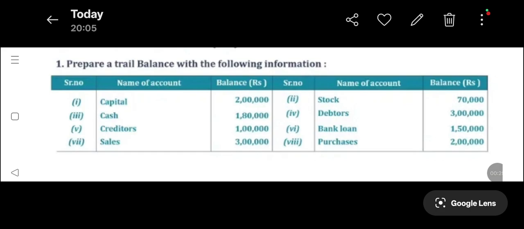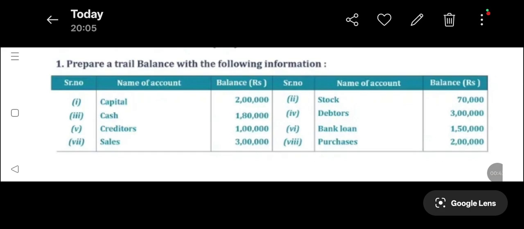Now here, one by one, I will discuss only which item is of debit nature and which item is of credit nature. The item which will be of credit nature will be on the credit side of the trial balance, and the item which is of the debit nature will be on the debit side of the trial balance. So we are just discussing here, not solving the questions.